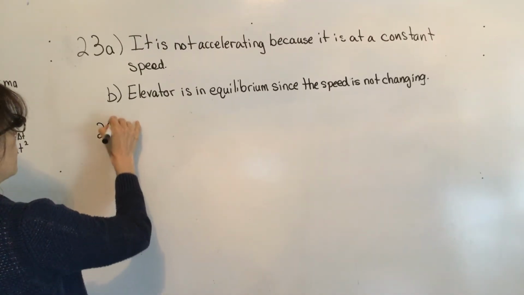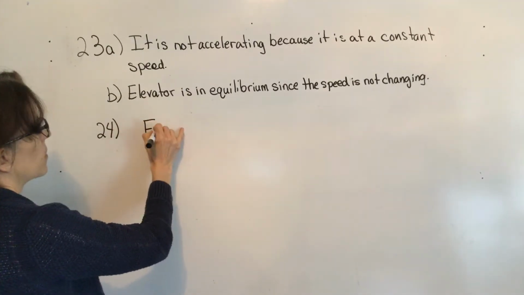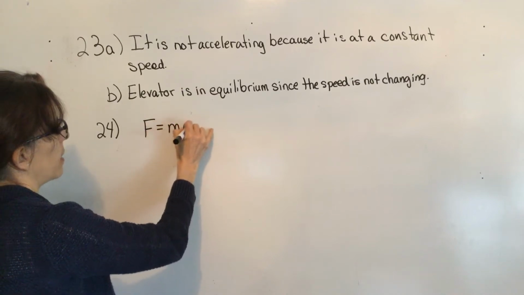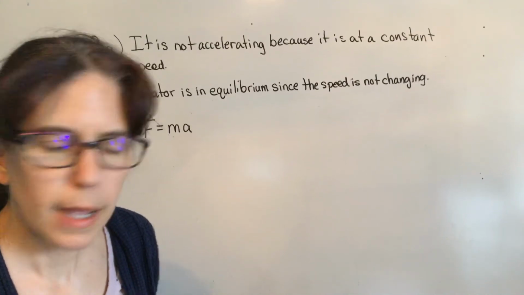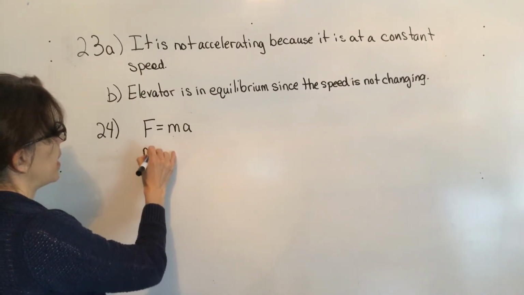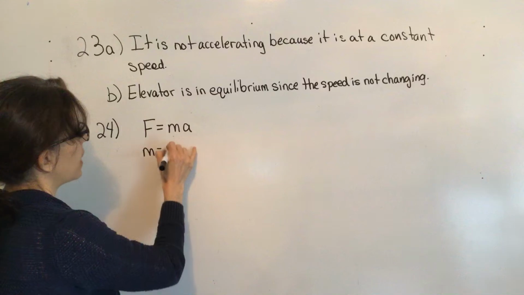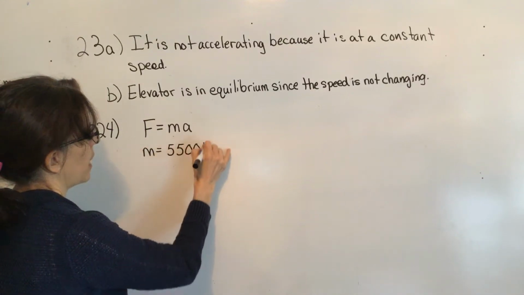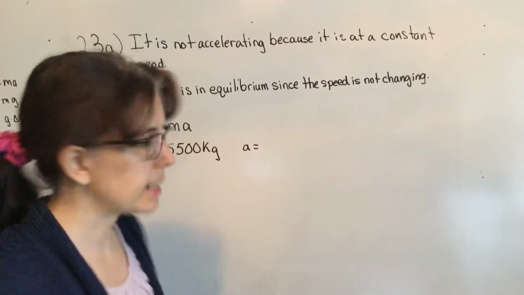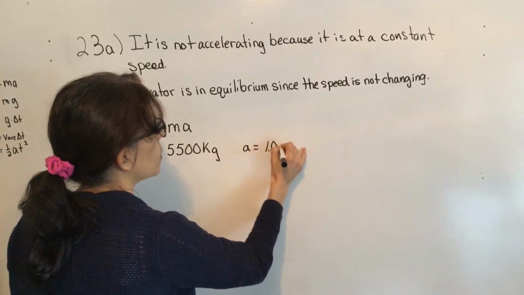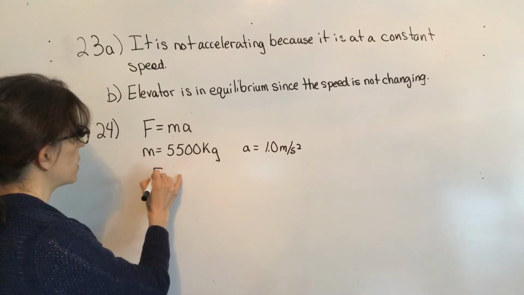So 24, all right, we're going to use a formula, so I'm going to write down the formula first. Always write down the formula you use. F equals ma. So you write that down first. So you should write that on your paper. F equals ma. And then we're going to write what m and a are equal to. M is our mass, and that is equal to 5,500 kilograms. A is our acceleration, and that is equal to 1.0 meters per second squared.